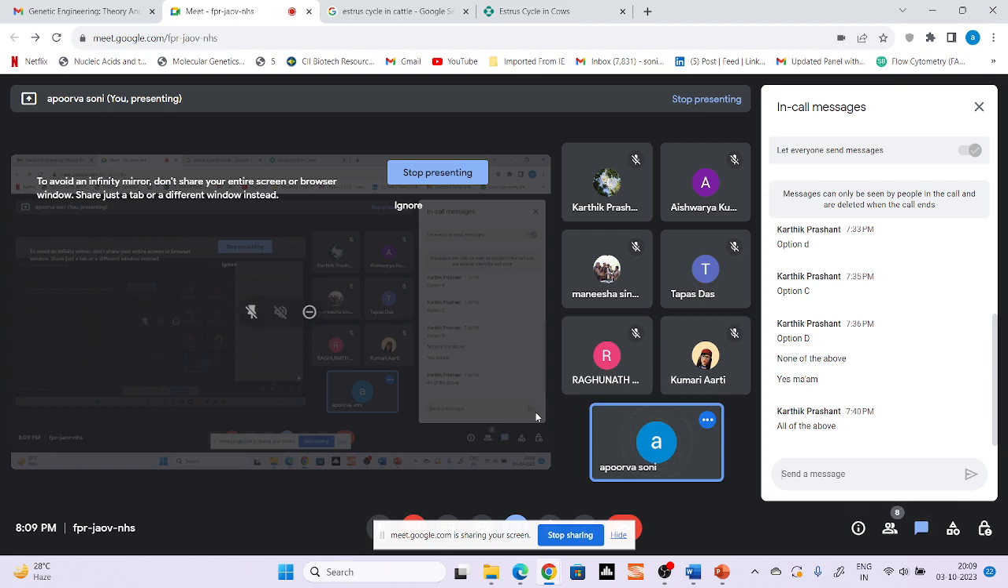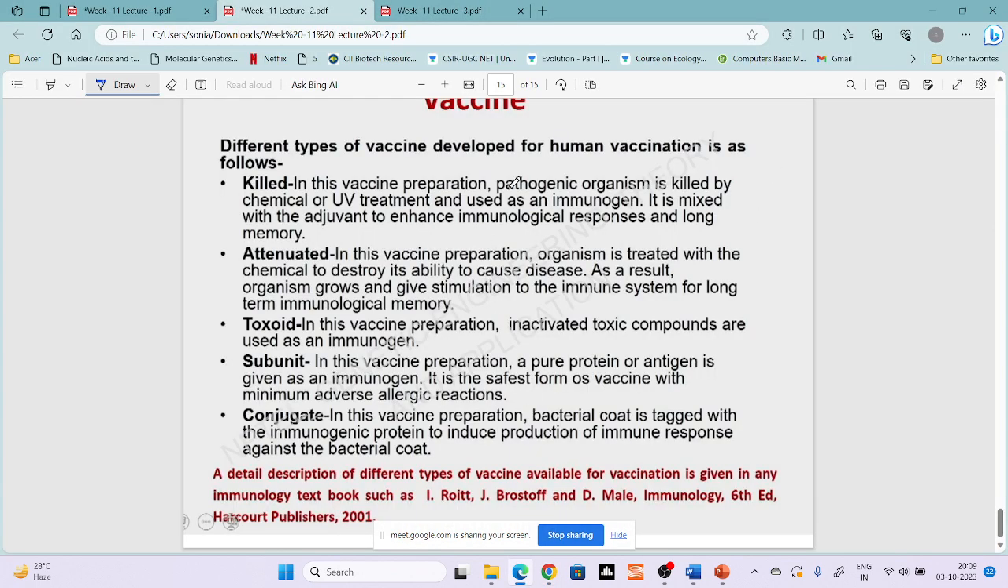Okay, fine. So, the different types of vaccines that I was talking about. Vaccines can be of different types, like killed vaccines, where the whole organism is killed. Attenuated vaccine is where you have just attenuated the whole organism; you have not killed it. Toxoid means that the toxic component of that particular organism is inactivated and then it is given as the vaccine. Subunit means that you have isolated a particular protein from that toxic compound which is responsible for the disease, and then you are giving it.